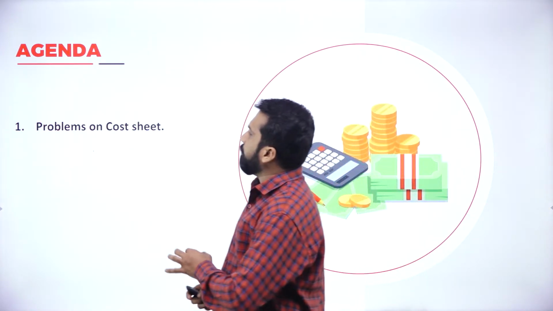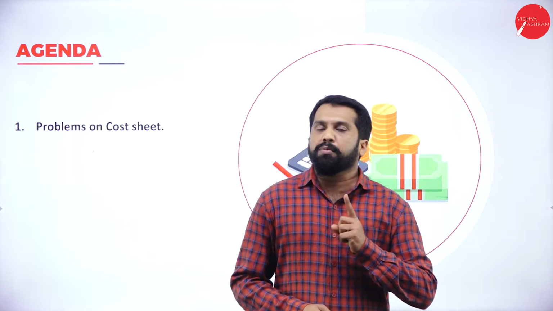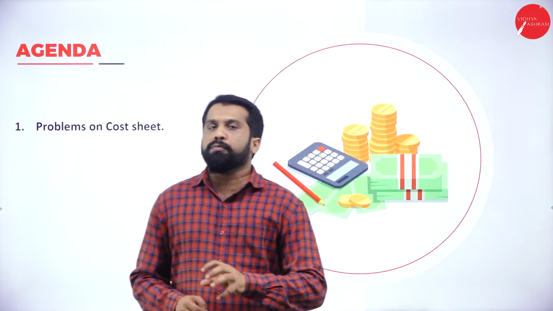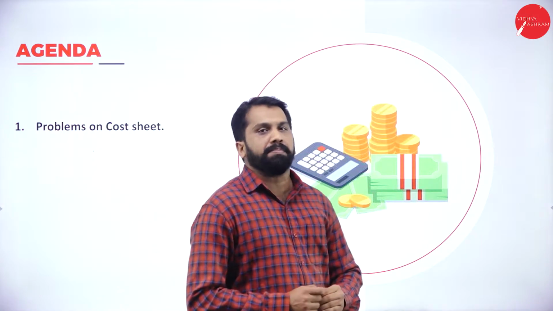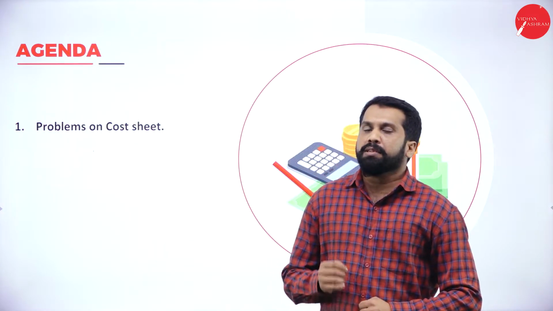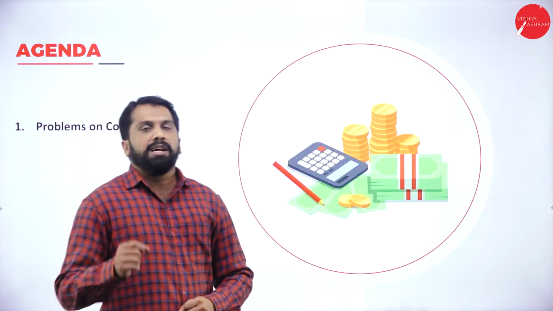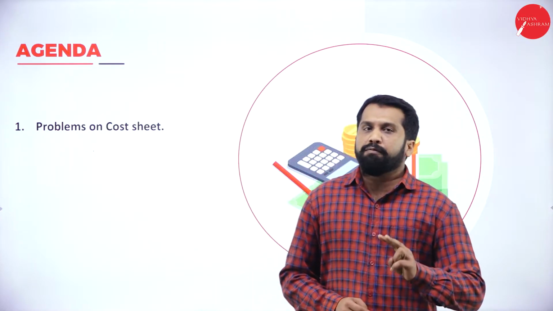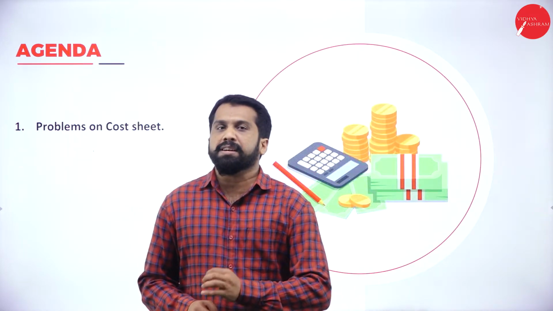In today's session, the agenda will be very simple: problems on cost sheet. We will solve only one problem on cost sheet today. The problem we are going to do today is not exactly exam oriented, because the first two problems will be a little basic. Out of 100% of the actual adjustments, we will solve around 60%. The first two problems are only 60% of your exam oriented questions.